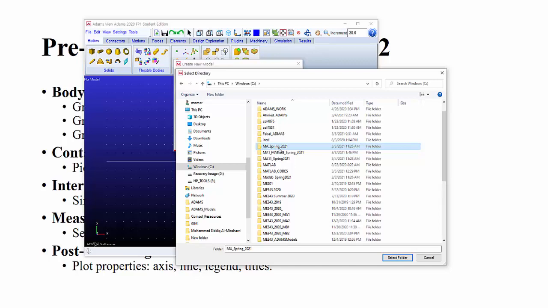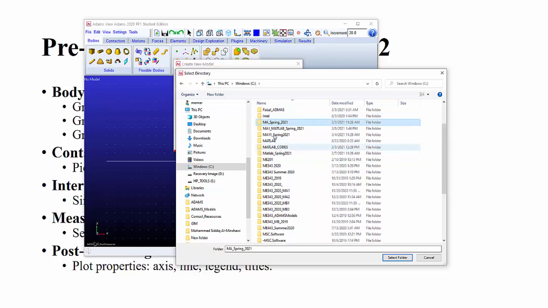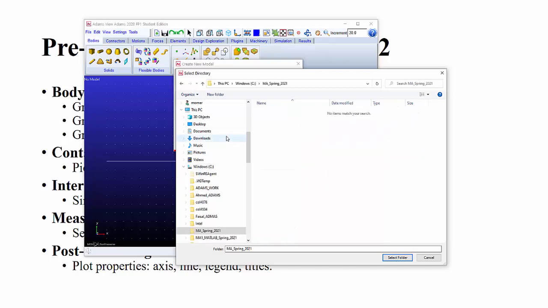I think this is MA. I think it's this one. So this is our folder here, MA Spring 2020-21. I'm going to click on select folder.